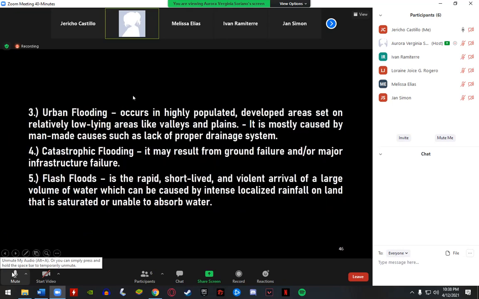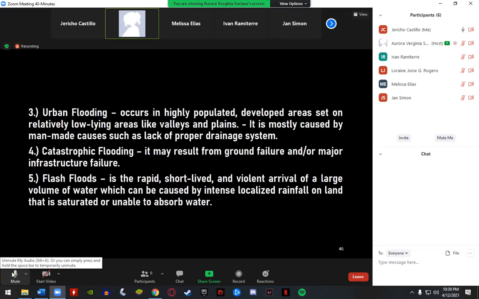Number 3, urban flooding. Occurs in highly populated, developed areas set on relatively low-lying areas like valleys and plains. It is mostly caused by man-made causes such as lack of proper drainage system. So ito po yung pagka bumabaha na sa mga urbanized areas natin, and yung possible causes po nito is pagka po malakas yung ulan or may bagyo, and sa drainage system kapag barado.